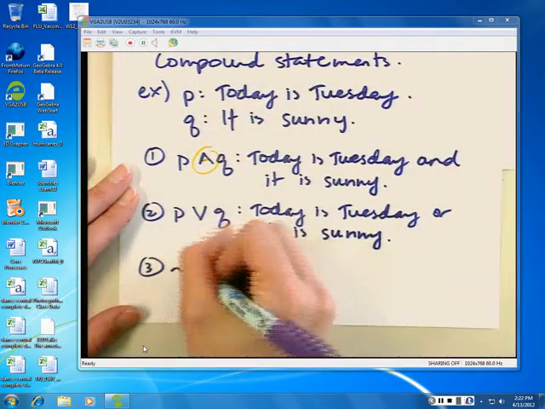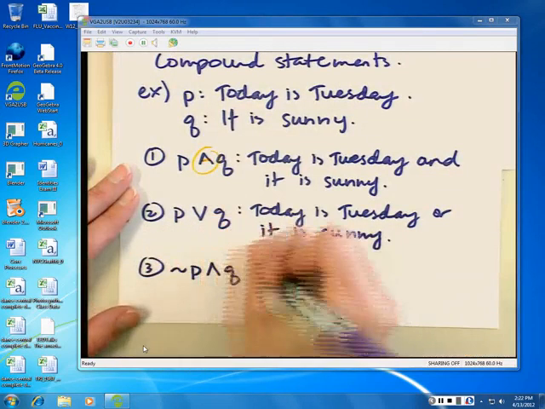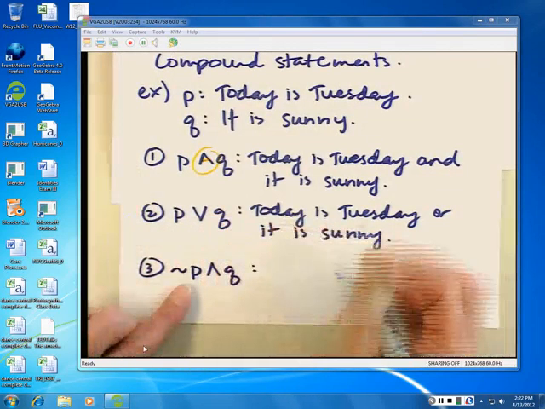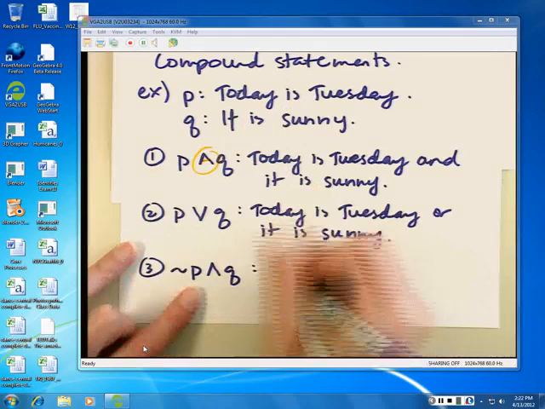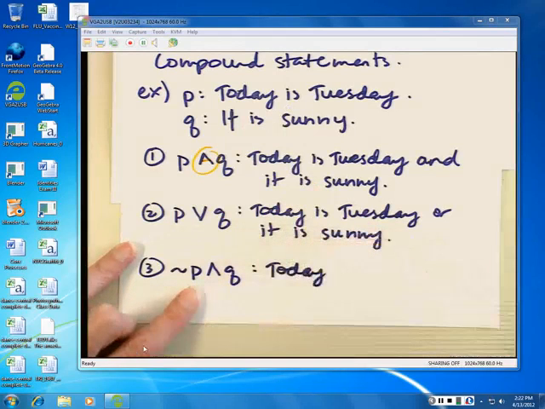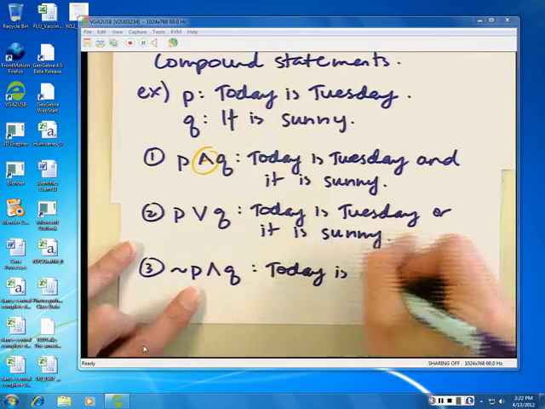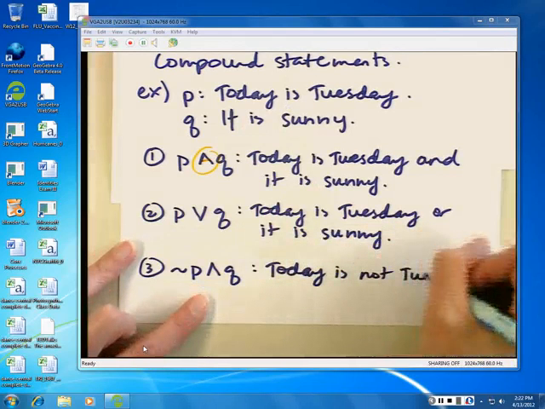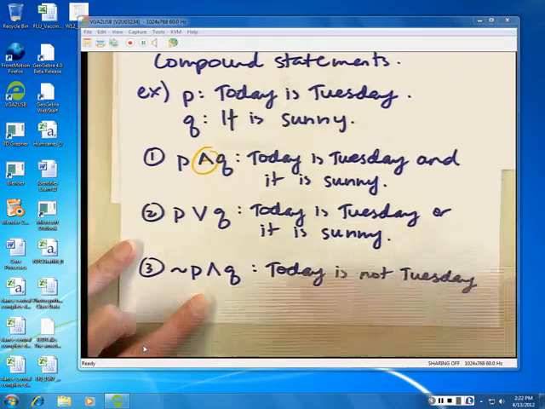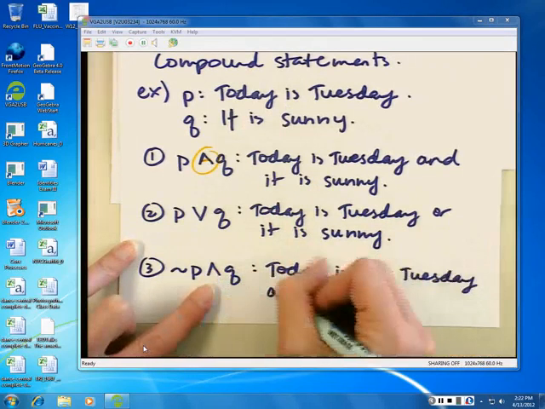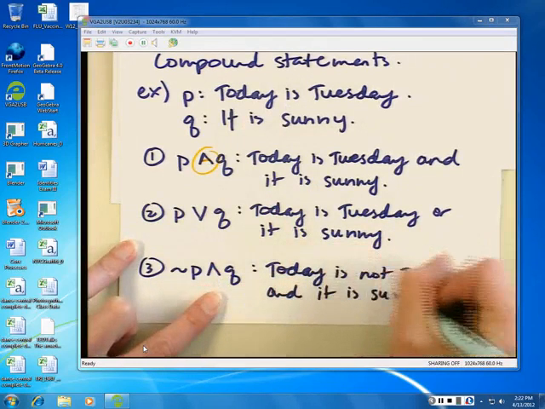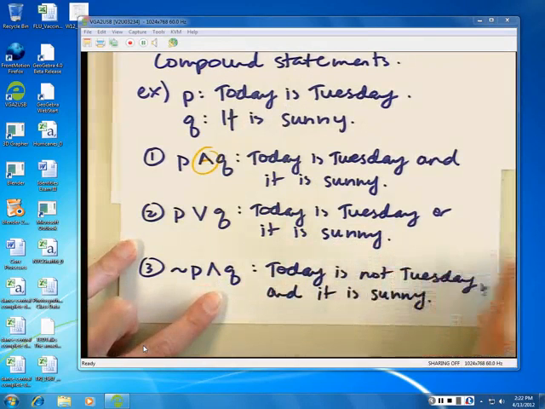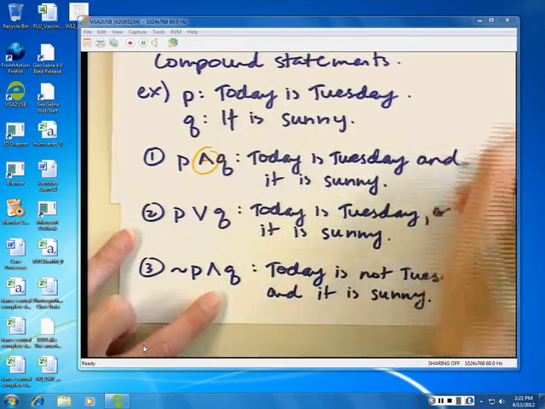Okay, number three, let's do a negation. Not P and Q. So not P, P is today is Tuesday, so that means I need today is not Tuesday, because that covers all the other possibilities. Today is not Tuesday. I gave you an and, so and it is sunny. I guess I need commas there, right? Comma, comma. Okay.